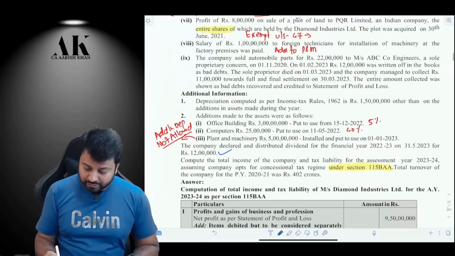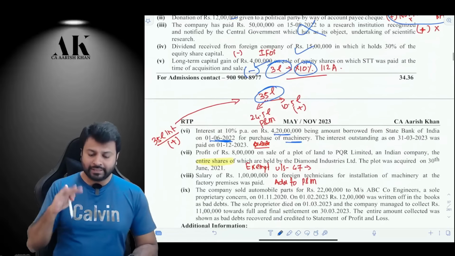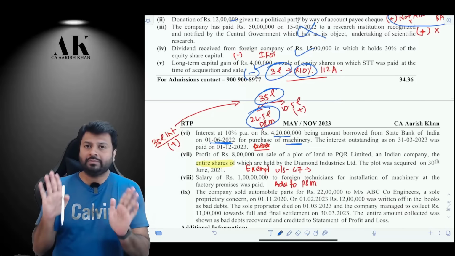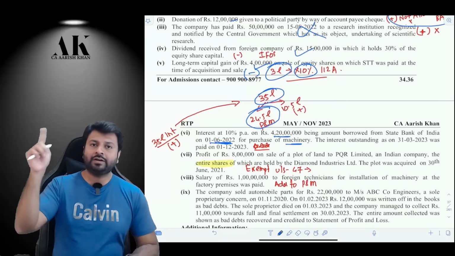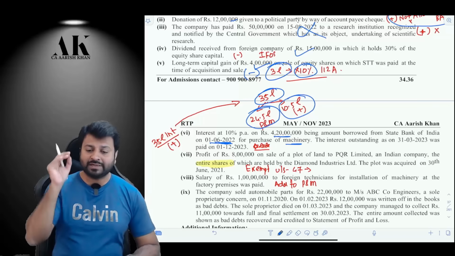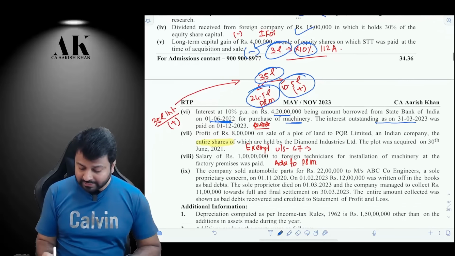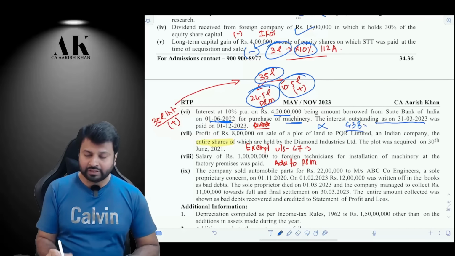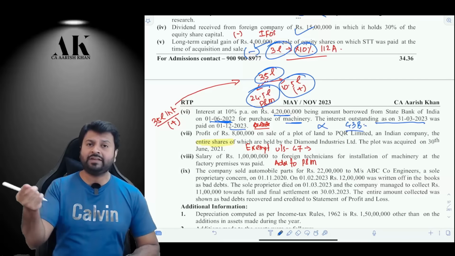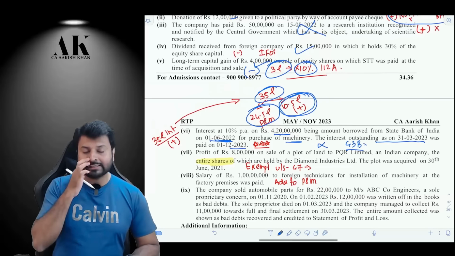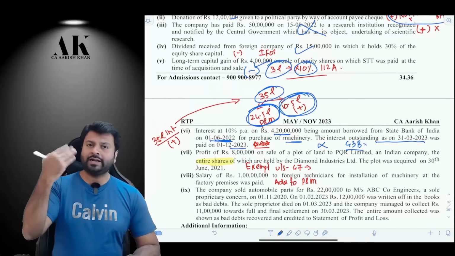Now, this machinery is put to use in January. So from June to January, 7 months' interest will be capitalized to the machinery. Out of this 35 lakhs, which is the interest of 10 months, 7 months' interest will be added to the machinery, and 3 months' interest should be allowed as a revenue expense in the P&L account. But that will also not be allowed because the 3 months' interest is outstanding. It is not paid. Therefore, section 43B will come into the picture, and 43B says that interest is allowed only if it is paid, if it is taken from a scheduled bank, and SBI is the scheduled bank. Therefore this 3 months' interest will be disallowed, and this 7 months' interest will be added to the cost of the machinery.